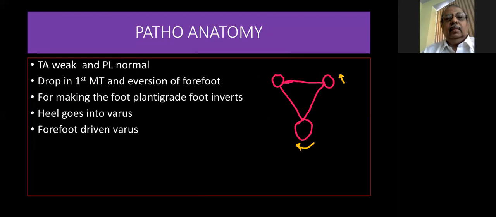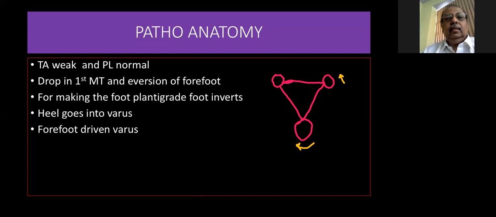What is again the pattern? You said tibialis anterior is weak and peroneus longus is normal. So they are all attached, the one above the first ray and the other downward. So what is going to happen? There will be a drop in the first metatarsal. When the first metatarsal drops, it makes the foot go into eversion. So the tendency is to make the foot plantigrade.